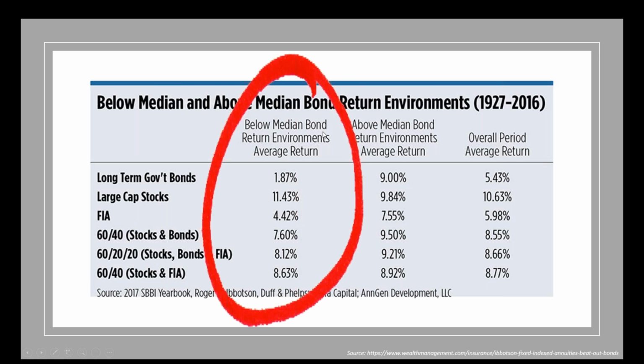So looking at below median bond return environments, the average rate of return going forward, according to Ibbotson, for long-term bonds would be 1.87, large cap stocks 11.43, FIA 4.42, and here's what it says based on his research. 60-40 stocks and bonds would be a 7.6. 60-20-20, 60 stocks, 20 bonds, 20 FIAs would be 8.12, or 60-40 stocks and FIA would be 8.63.